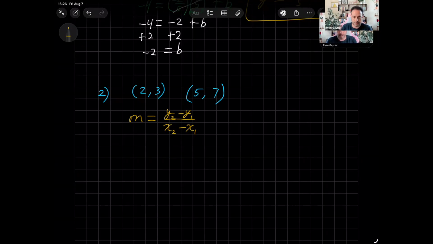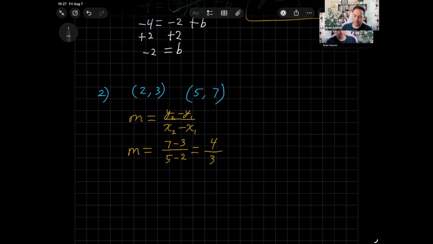Okay, so let's fill it in. So we have m equals 7 minus 3 over 5 minus 2, right? So you can see how the 7 and the 5 line up, and then the 3 and the 2 line up. Okay, so now we're going to do it. 7 minus 3 is 4, 5 minus 2 is 3, so now we have our slope.